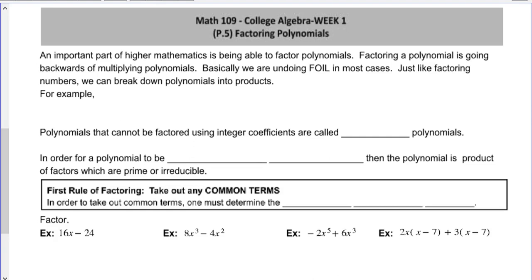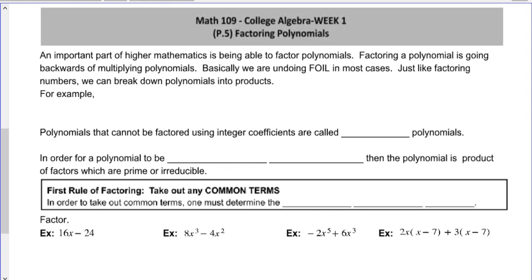All right, are you ready for P.5? Because this is where we're going to be learning how to do what we just did in P.4 but going backwards. So an important part of higher mathematics is being able to factor polynomials. Factoring a polynomial is going backwards of what we were doing with multiplying polynomials, aka foiling. So basically we are undoing FOIL in most cases.